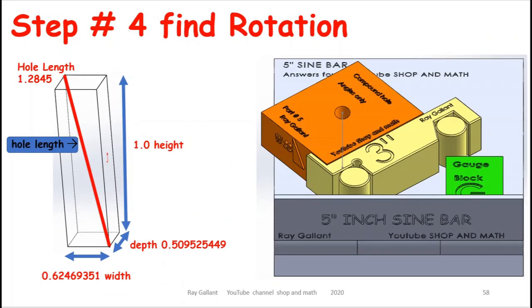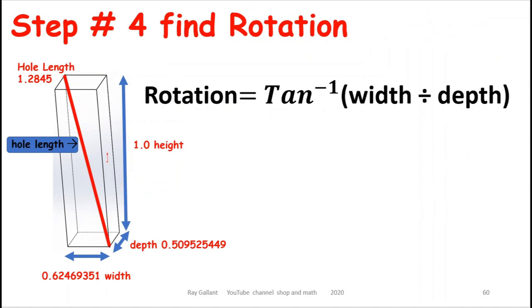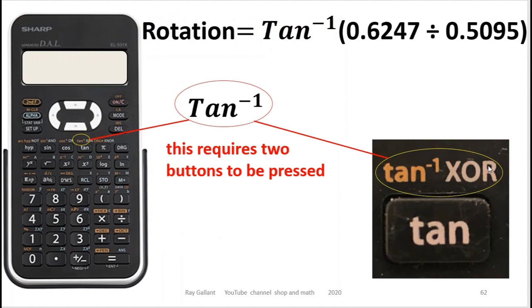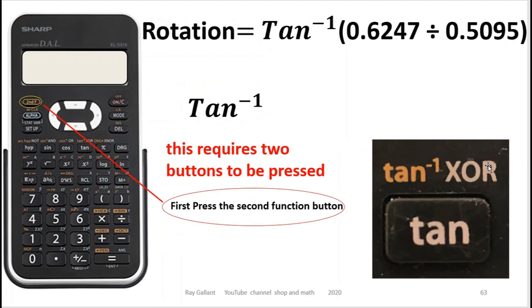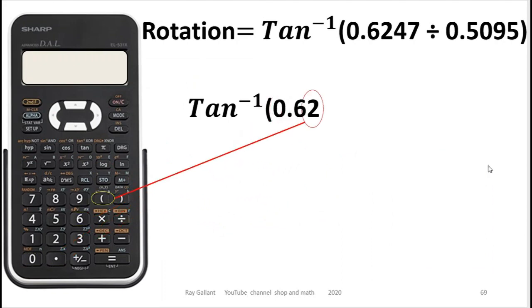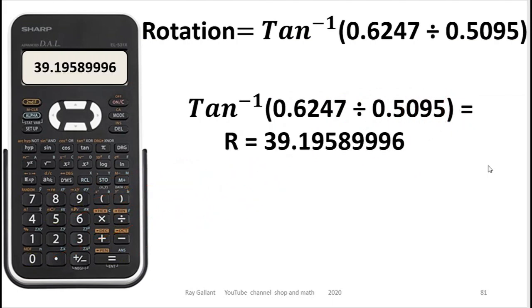Find rotation. To find rotation, we are going to use a 3-inch sine bar, and the objective is to calculate gauge block G. Using principle 5, we're going to get into a little bit more of this at the end of the video, so stay tuned for that. Okay, so we're going to use the inverse of tan multiplied by the width divided by the depth. To use the inverse of tan, you have to press 2 buttons, second function, then tan, and that'll give you the inverse of tan. There we have it. Our rotation angle is 39.19 degrees.